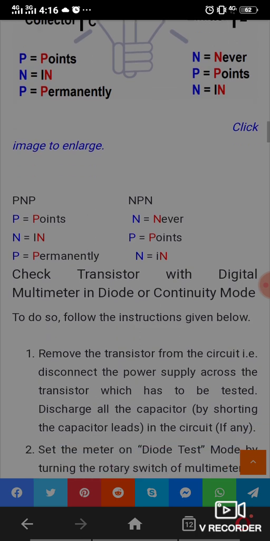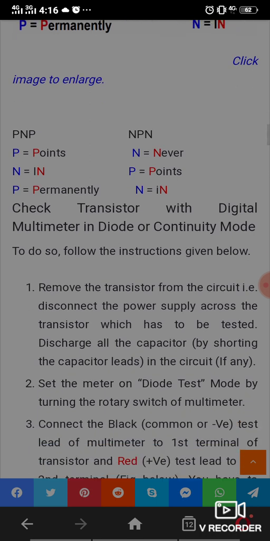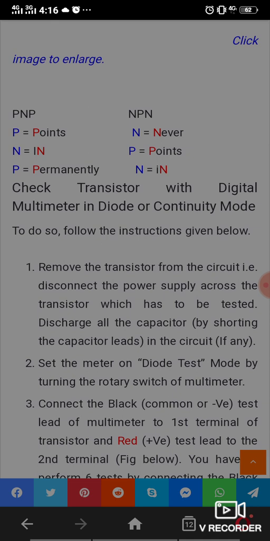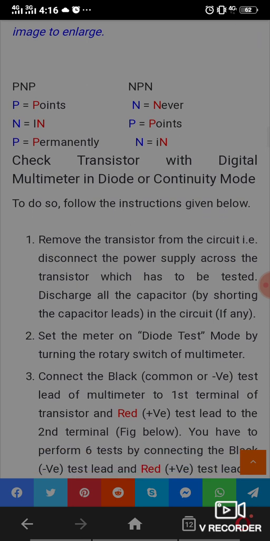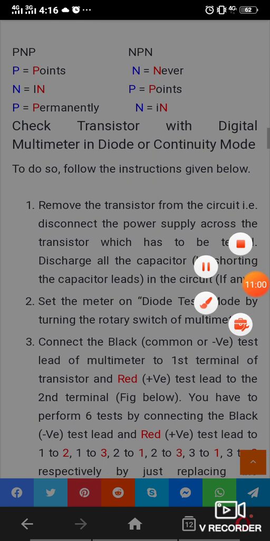Check transistor with the digital multimeter in diode or continuity mode. Remove the transistor from the circuit. Disconnect the power supply across the transistor which has to be tested. Discharge all the capacitors by shorting the capacitor leads in the circuit. Set the meter on diode test mode by turning the rotary switch of the meter.